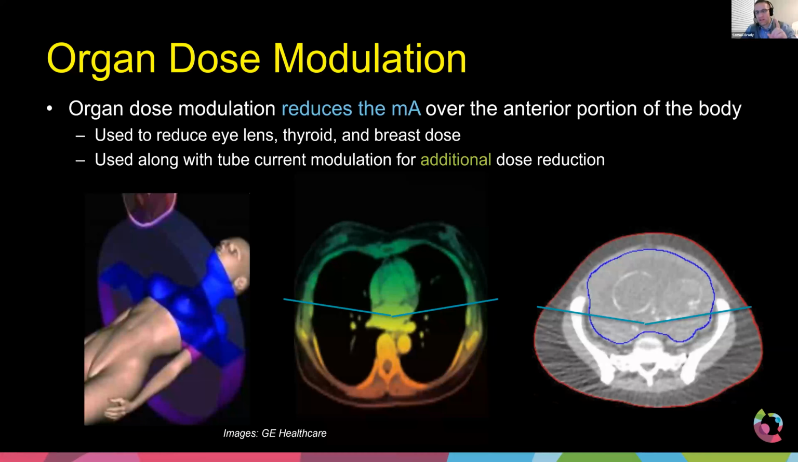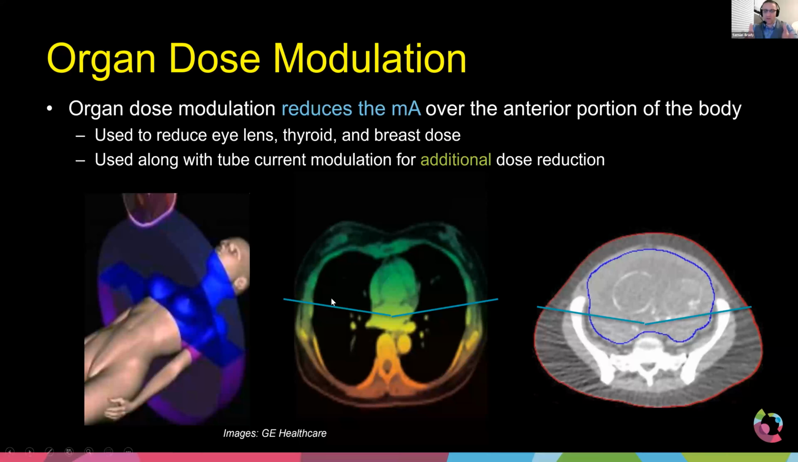Do not be tempted to move the phantom, excuse me, the patient, don't move the pregnant woman higher into the scanner so that more of the fetus would be spared radiation dose due to organ dose modulation. Because remember, when you move the mother up, the system's going to think she's bigger, so it's going to compensate by putting out more mA, or more radiation.